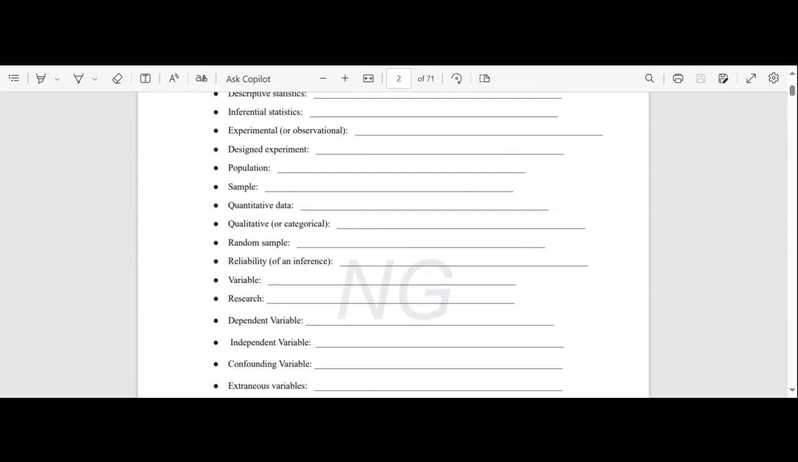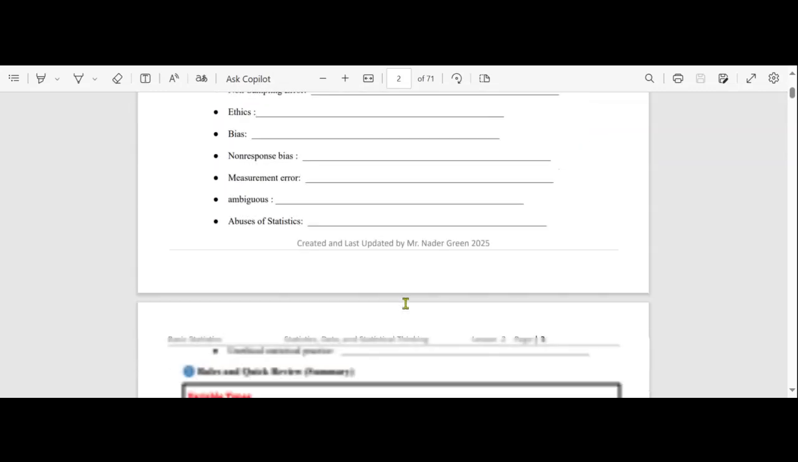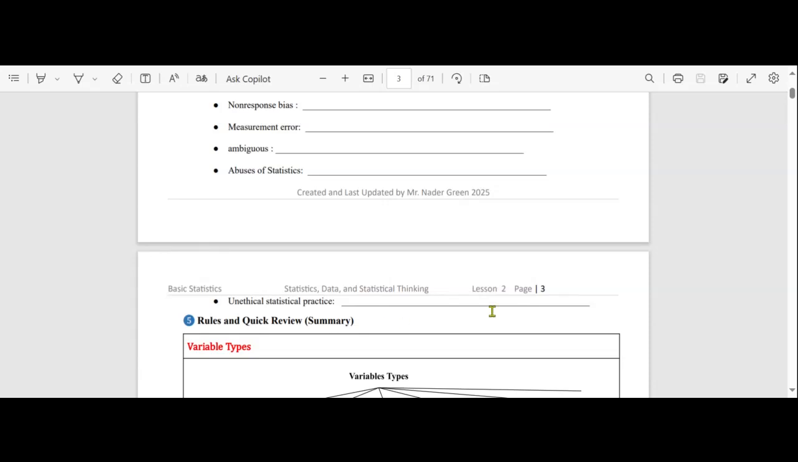Some of them were already covered. I think we covered population last time. We covered sample. We covered data. Okay. What else we covered last time? Do you remember? Some of them already covered. Vocabulary is there. So let's go for the summary. We have summary here to look.